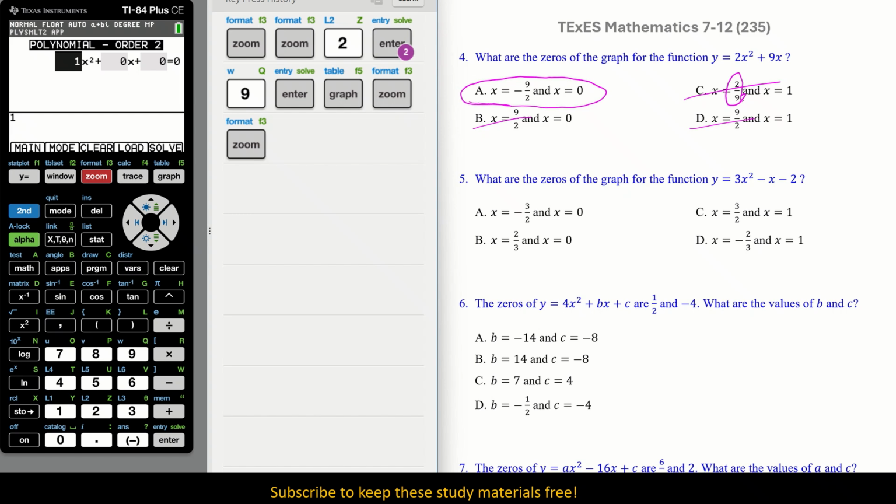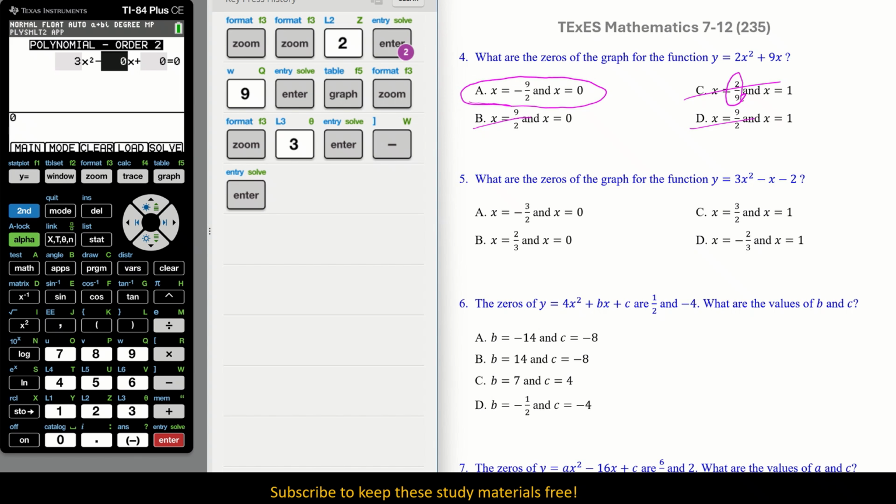You could just type over. It all depends on what you like to do. I'm trying to show you the use of the calculator, so I'm going to clear it out every time. So type over your 3 for your leading coefficient. Okay, then we need a minus. So push your minus and enter.